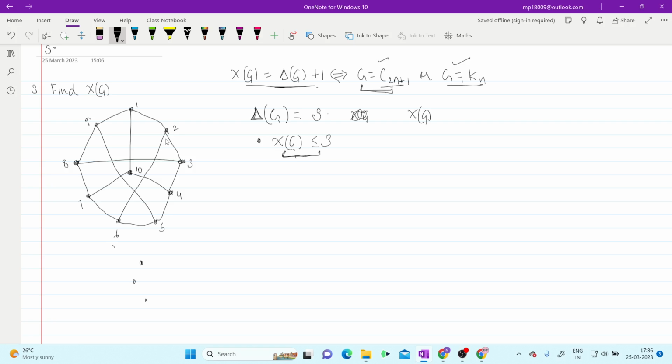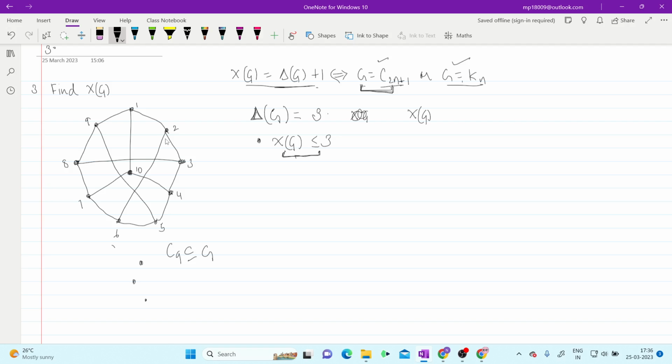Yes, ma'am. Is the confusion clear? When we say that G is equal to C2n plus 1, we are saying that there is just one odd cycle. The graph is just the cycle. There are no more edges than that cycle. But the present graph has a C9, but it is not equal to C9 because it has many more edges and many more vertices other than C9.